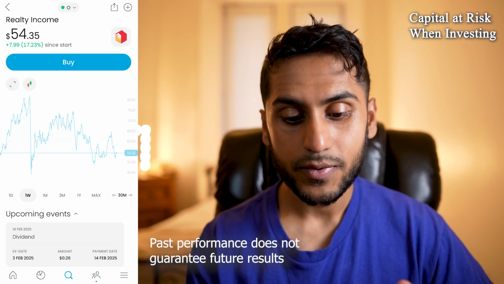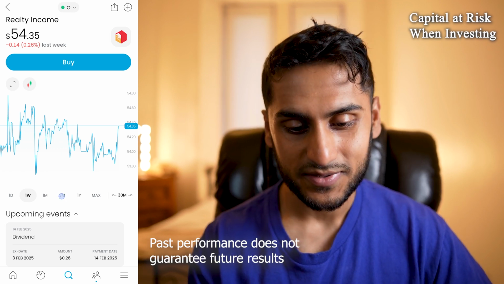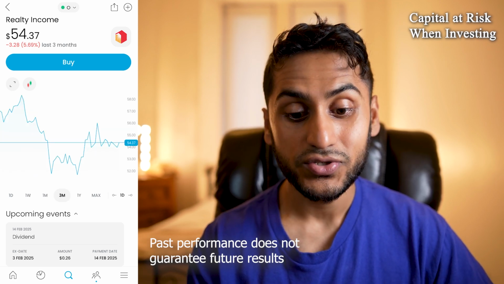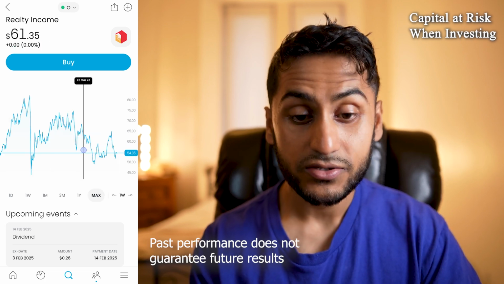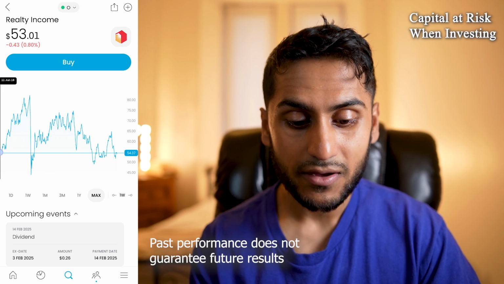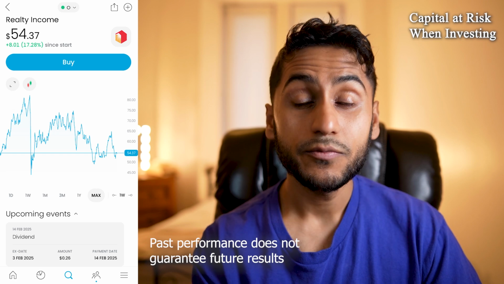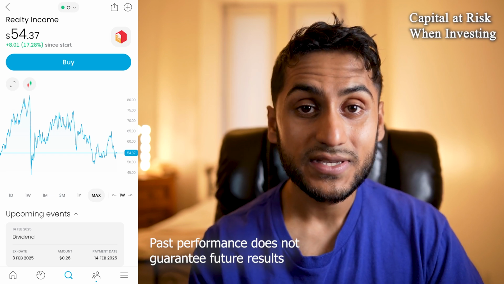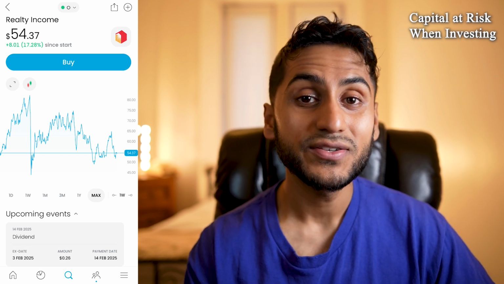Anyway, you can see here, we can see its performance. Its 1 week performance is down by 0.26%. Over the last 3 months, accurate to today, down by 5.69%. And over the max period, which Trading 212 recorded since around June of 2018, it is up by 17.28%, which is, in my opinion, not the best considering something like the S&P 500 over that time period returned over 100%. But anyway, I'm not here to discuss the performance of these REITs.